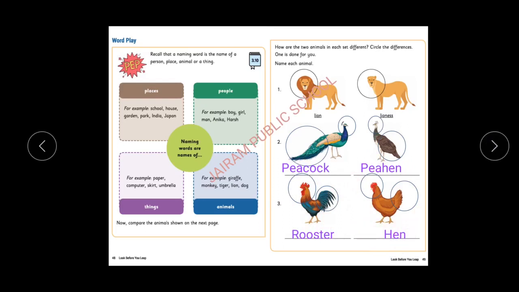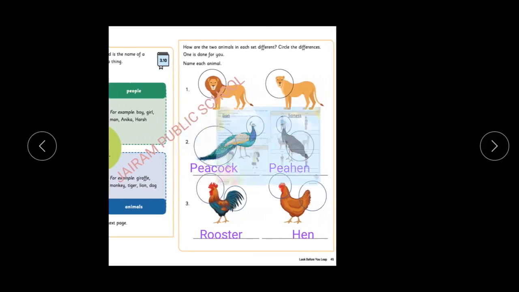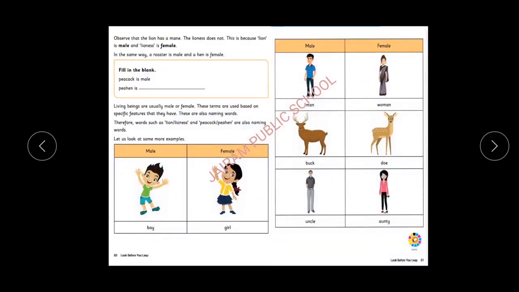I hope you have come to the topic. Am I right? You can identify the topic now. Before revealing the topic, let's do the next one also. Observe, the lion has a mane. The lioness does not. This is because the lion is a male. Very good. So the lion is a male animal, but the lioness is a female animal.